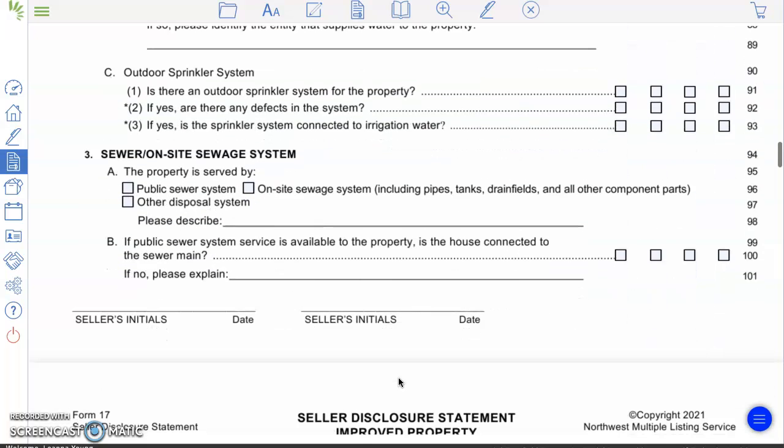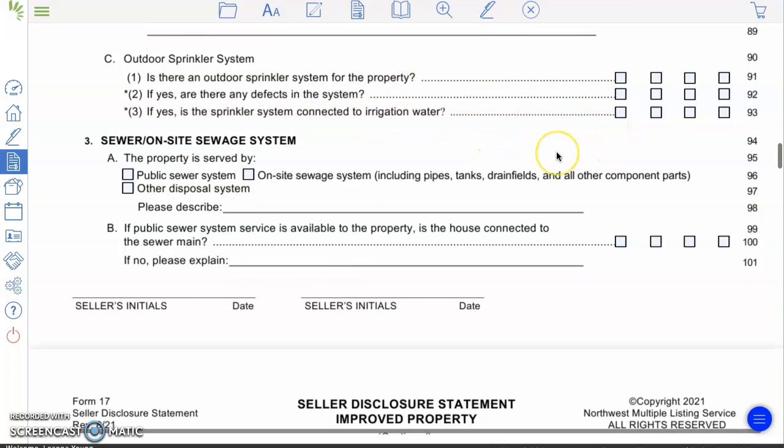Outdoor sprinkler system. So pretty straightforward. Are there outdoor sprinklers? Any defects? Is it connected to irrigation?